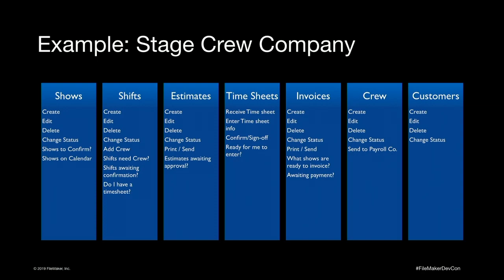That's the starting point. And most of us build our solutions like this, right? There's a question about what shows are waiting for me to confirm. And so what we do is we take them to a list in detail of shows, and then we have a button at the top that says, hey, show me all shows that are waiting to confirm. Or we have a shifts layout that has a list in detail, and we have a button on there that says, find me all shifts that need crew. This is something we're used to doing, and it's easy.